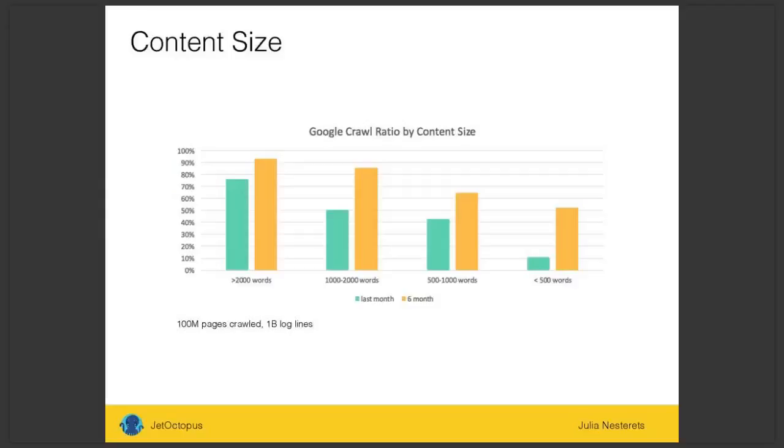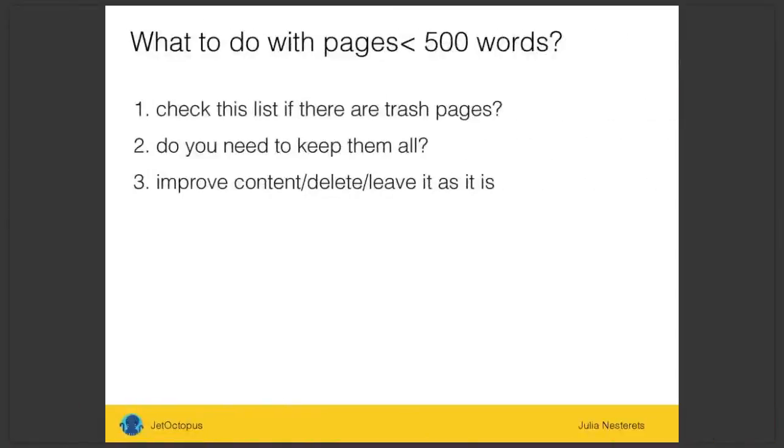we see that pages with more than 2,000 words have a high crawl ratio, and pages with less than 1,000 words have less than 50% crawling ratio. And pages with even fewer words are very hard for bots to crawl. What to do? Check this list for trash pages, and you should make a decision whether you need them all. When you look at this list, it will be easy to decide if you improve this content, delete it, or leave it as it is.